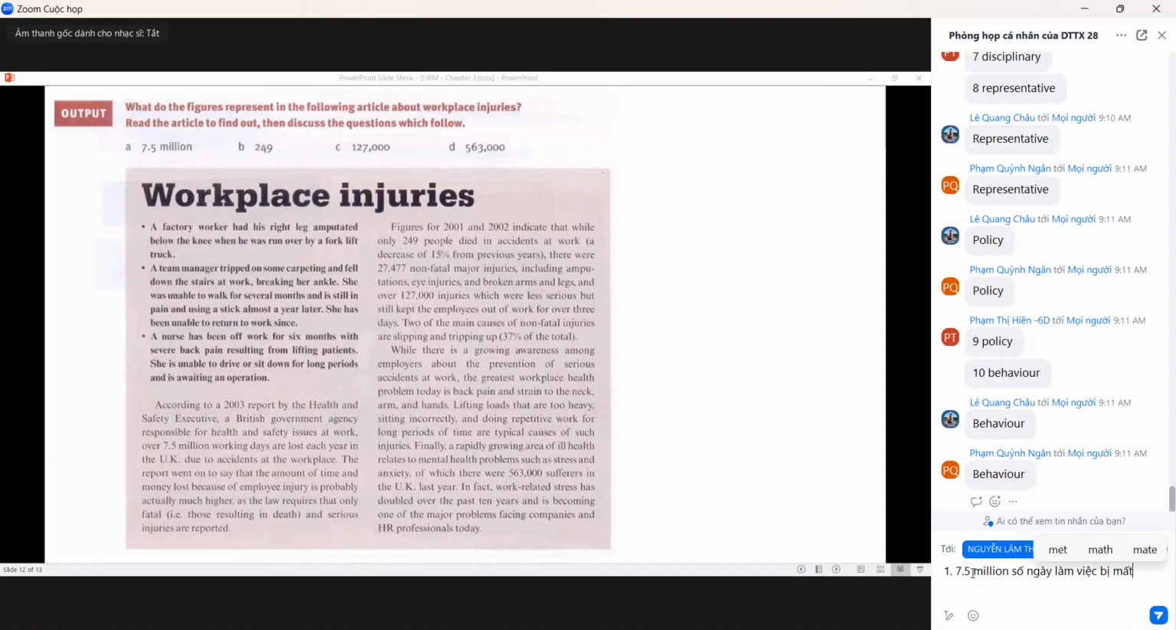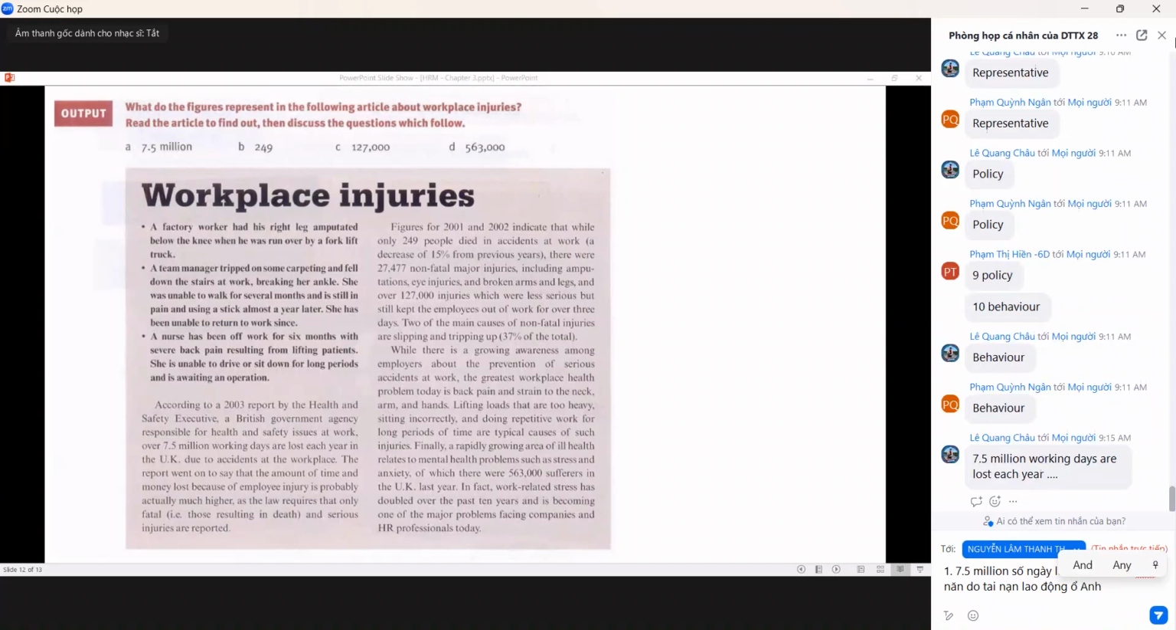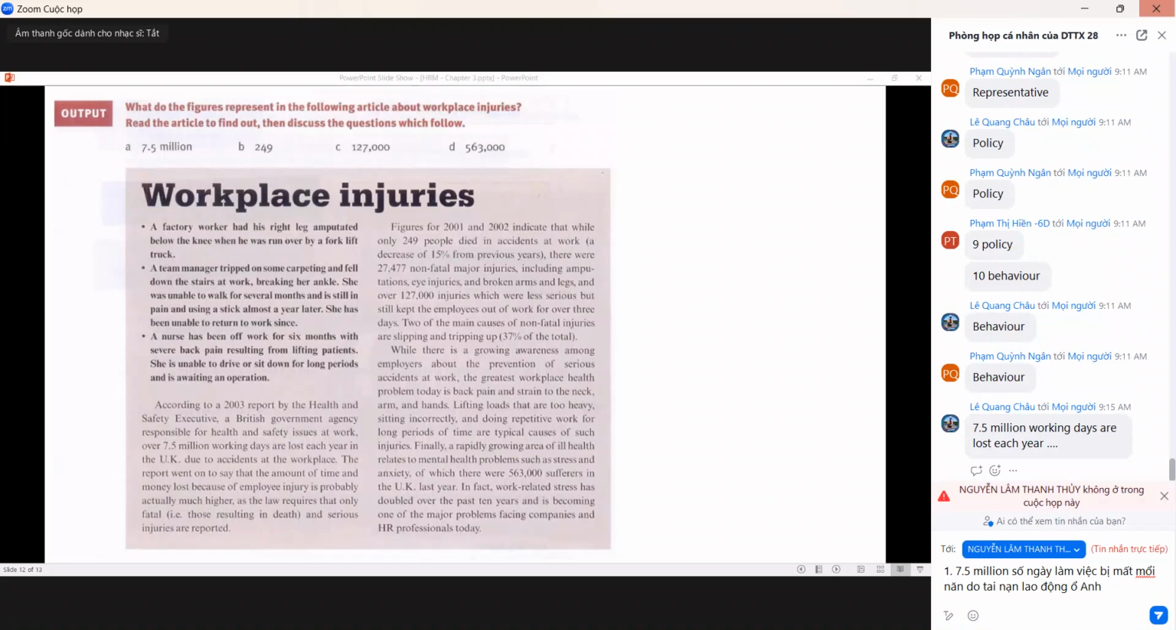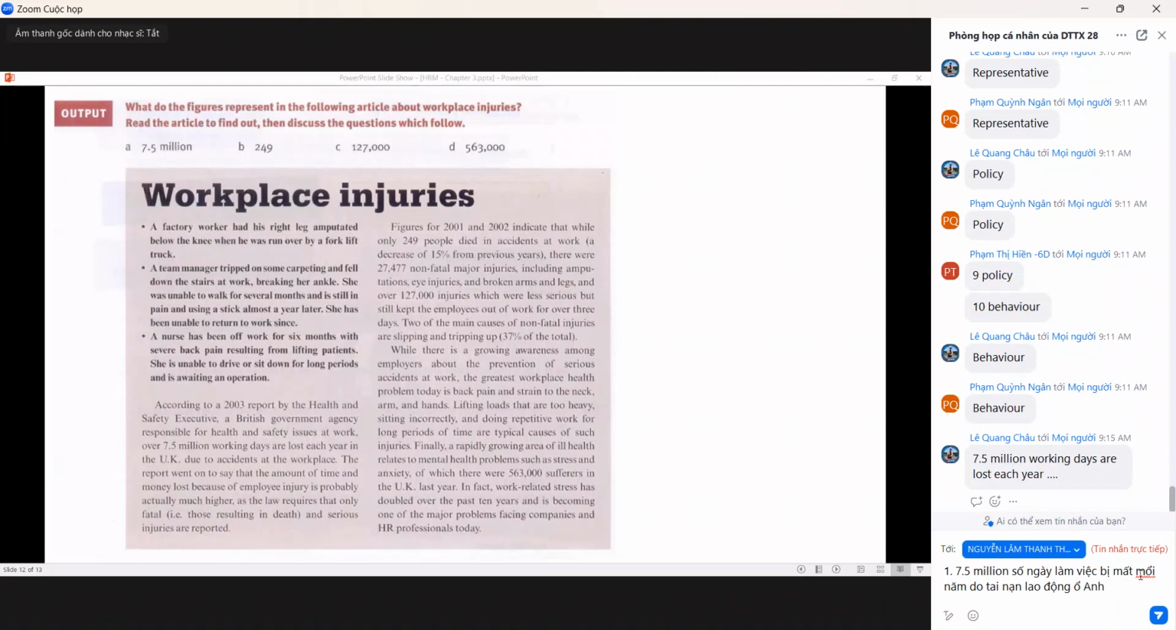Okay, now tell me, 7.5 million. What is this about? 7.5 million days are lost each year in the UK due to accidents at the workplace. Yes. Lost each year.